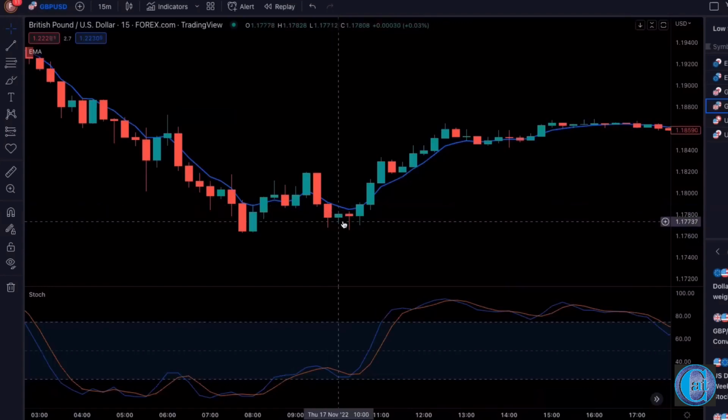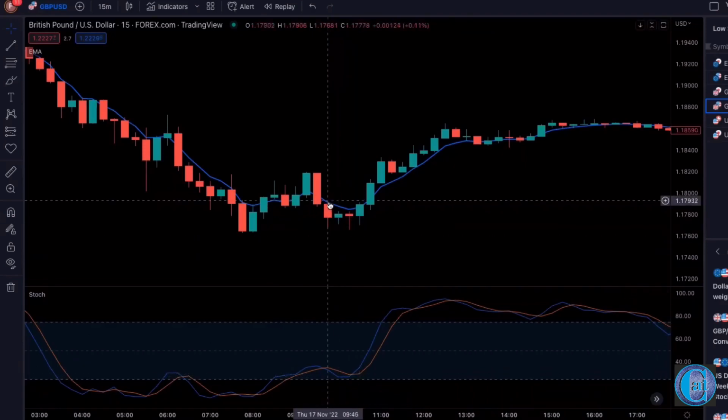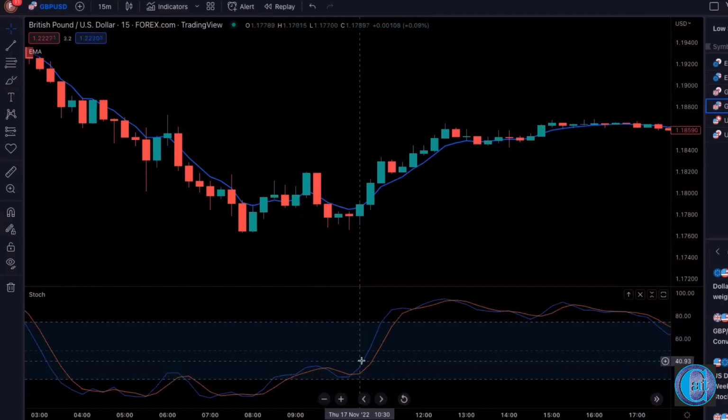So it's kind of away from it, right? And then what you're looking for is a positive crossover in the stochastic. Okay, so away, away, away, right over here, away, away, right here. And then you see a positive crossover when the blue crosses above the orange. That's a positive crossover for a long position.